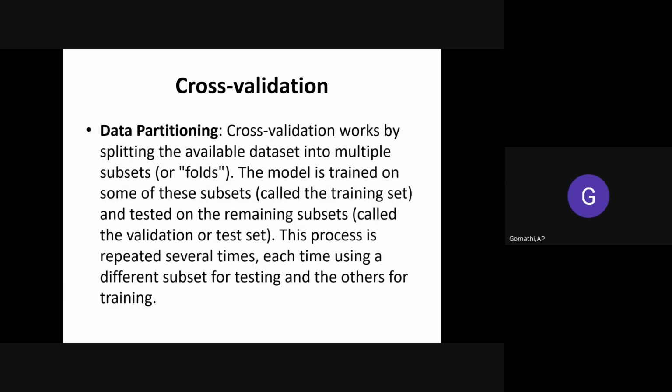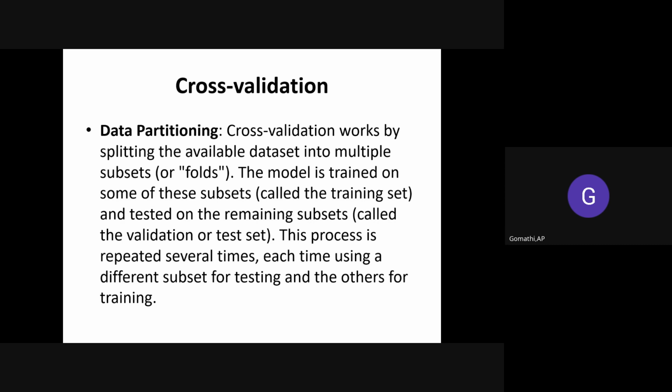Data partitioning. This is the important mechanism used in cross validation. It is used to split the available data set into multiple subsets or folds. The model is trained on some of these subsets and tested on the remaining subset. This process is repeated several times, with some subsets for testing and the others for training. Can you understand? This process is repeated several times to get the performance of a model.